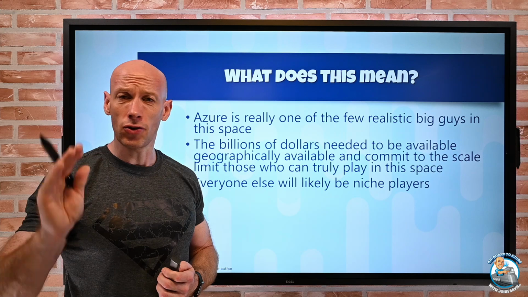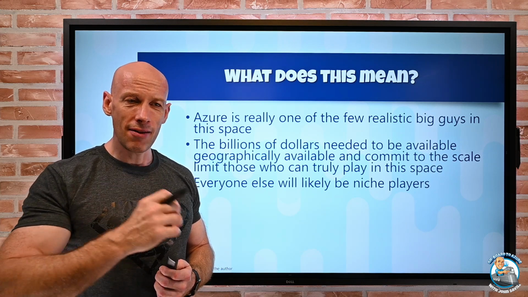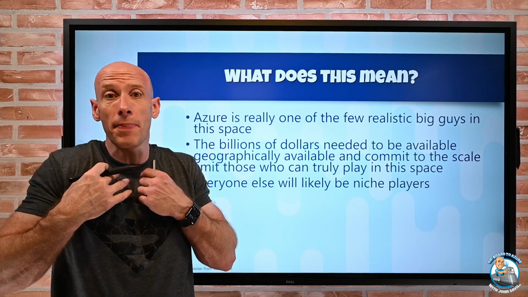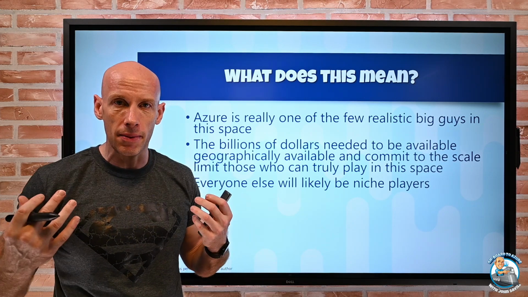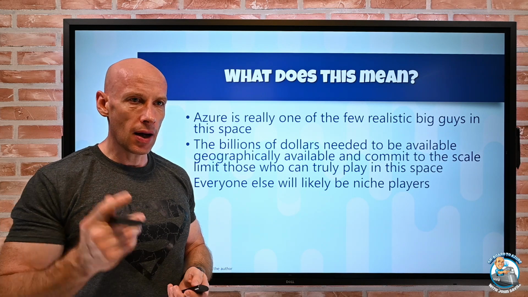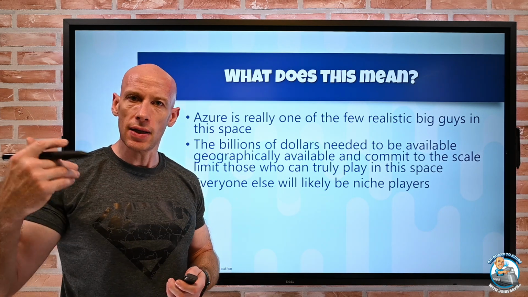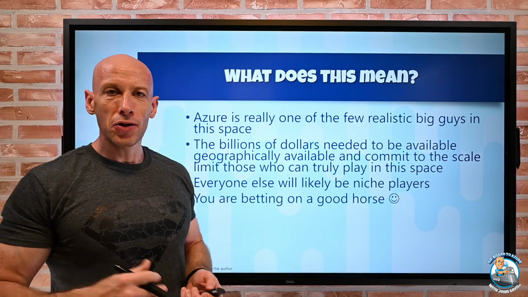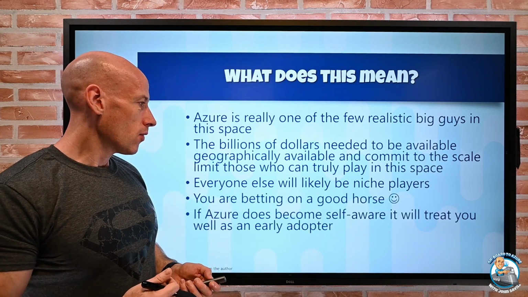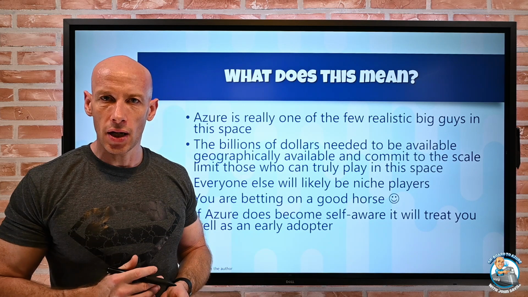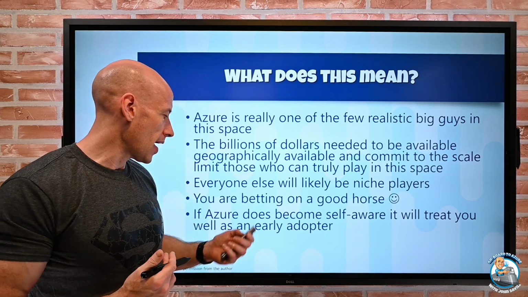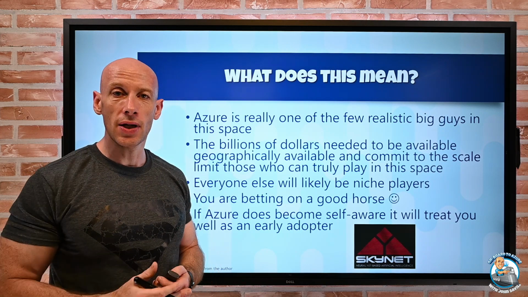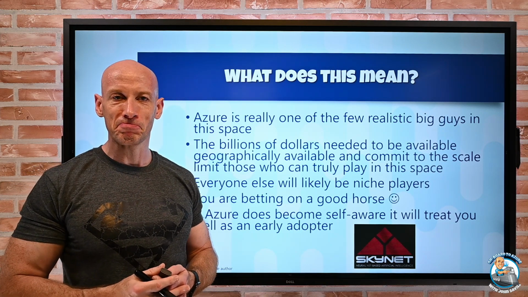Outside AWS, Google, and Azure, everyone else will probably carve out a specialized space they will use. That's my opinion. Obviously, I'm biased anyway. I work for Microsoft, but I think that the big three are AWS, Azure, and Google. So you're betting on a good horse, and obviously they're doing a lot of things around machine learning and self-awareness. So if Azure does become self-aware, as an early adopter, it'll probably treat you the best.